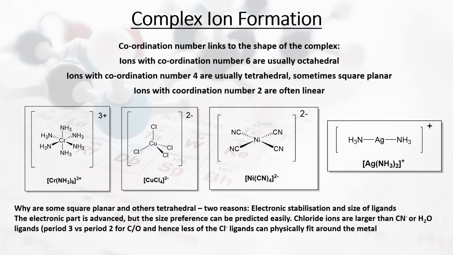Ions with a coordination number of 4 are usually tetrahedral. They can sometimes be square planar. And ions with coordination number 2 are often linear. There are some examples shown here in the middle. We have this chromium hexaammine complex, so 6 ammonia ligands. Each of these has a lone pair that can be used in a coordinate bond to our chromium, and so we form this chromium 3+ complex ion. Because we have 6 coordinate bonds, it's an octahedral structure. For coordination number 4, we said it can be tetrahedral, and most often is tetrahedral.